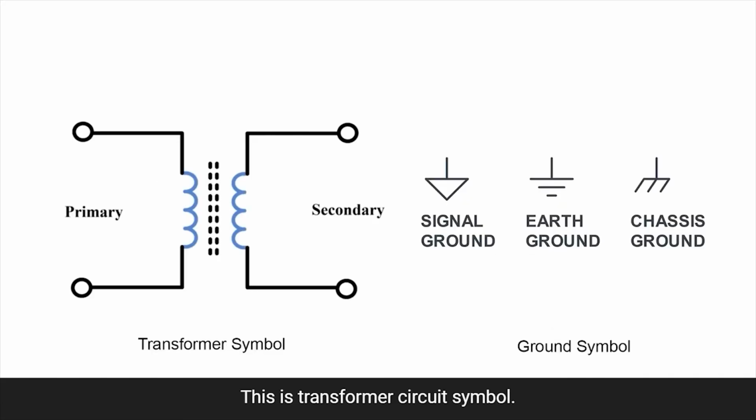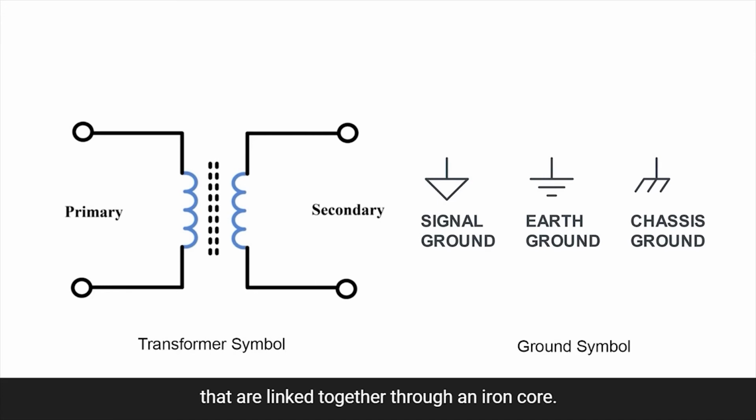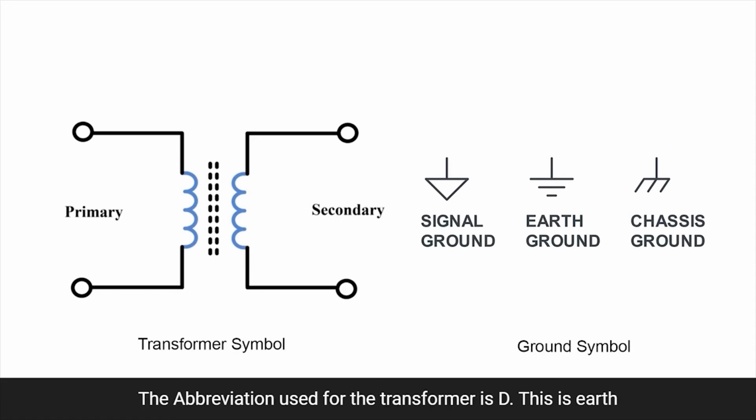This is the transformer circuit symbol. It is used with an AC power supply and consists of two coils, the primary and the secondary, that are linked together through an iron core. There is no physical connection between the two coils. The principle of mutual inductance is used to obtain power. The abbreviation used for the transformer is T.